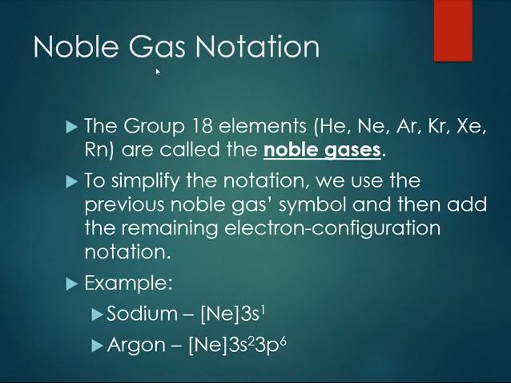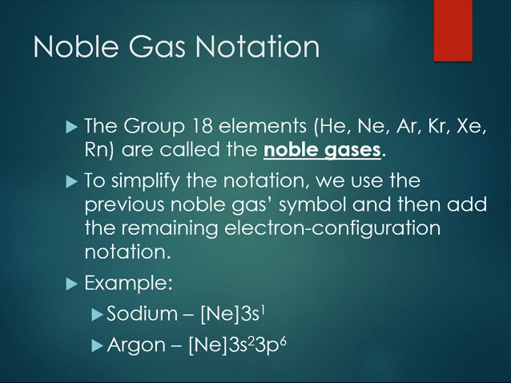On to noble gas notation. The group 18 elements, so that's the noble gases on the far right side of the periodic table. We're going to use these in order to simplify our notation. So when we move to a new energy level, n goes up by 1. We're going to use the previous noble gas's symbol and then add the remaining electron configuration.